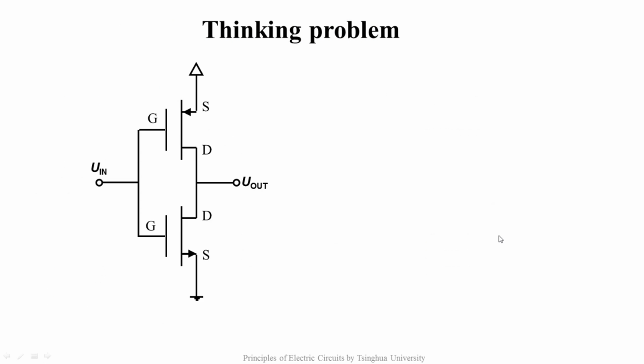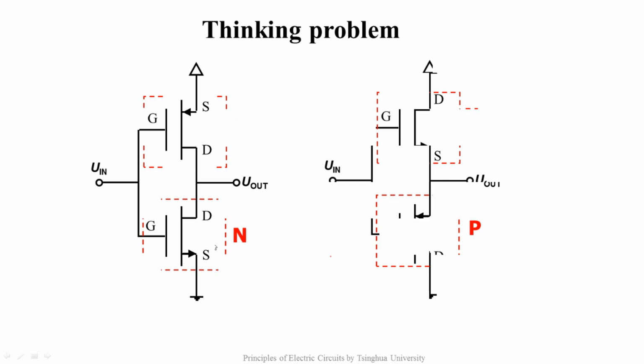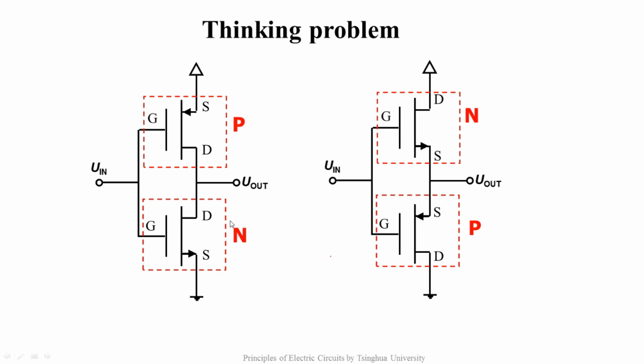Now please think about such a question. The complementary structure of the CMOS we discussed just now is PMOS above and NMOS below. Can their positions be exchanged? In other words, can we realize the logic of the inverter correctly after exchanging their positions?